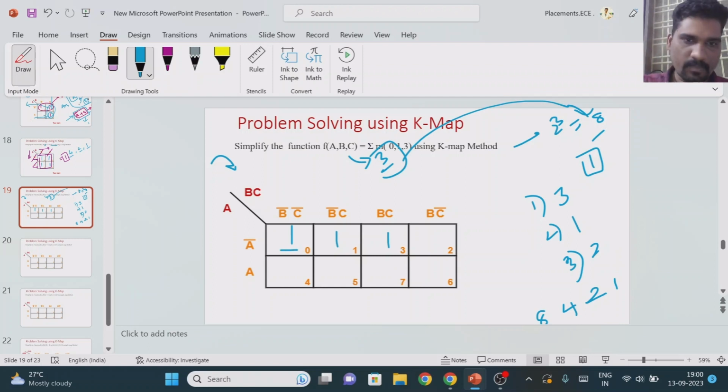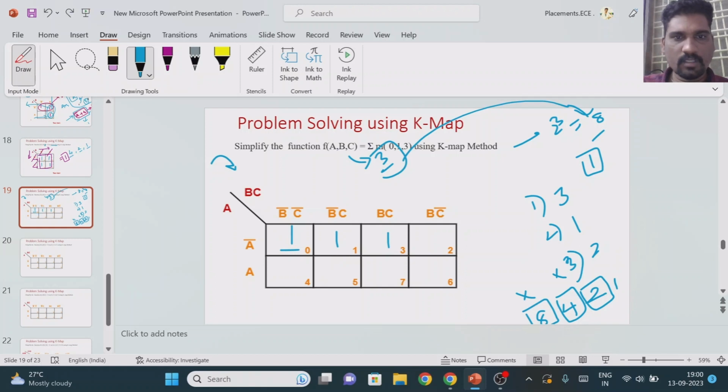Now we'll start from here. For this one, are there any 8 adjacent ones? No, there are not 8 ones in the K-map, so this is not possible. Now go for 4 ones. Is there any group of 4 ones in the K-map? No, this is also not possible. Now check, are there any 2 adjacent ones? Yes. This one is adjacent to this one.